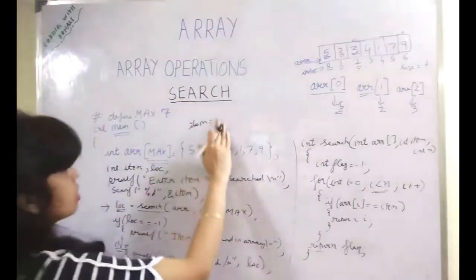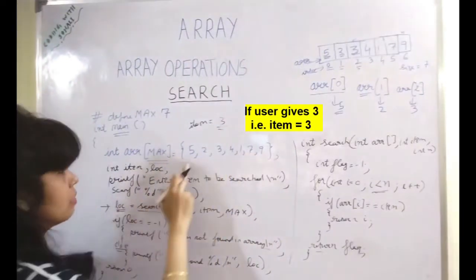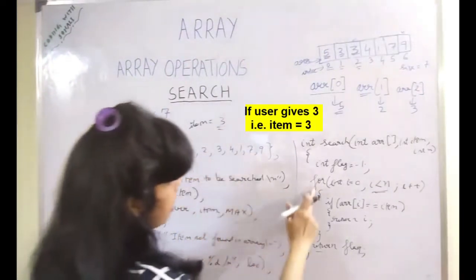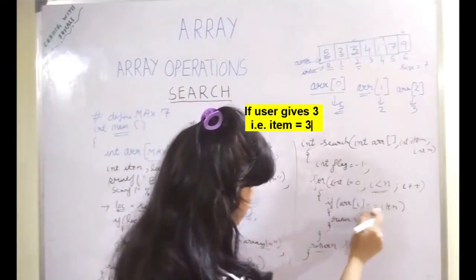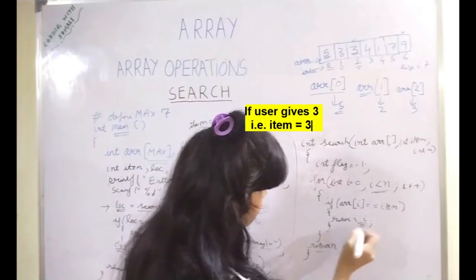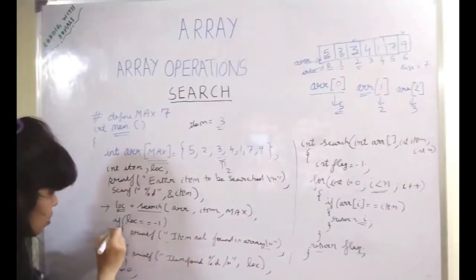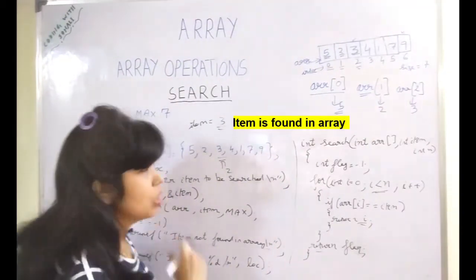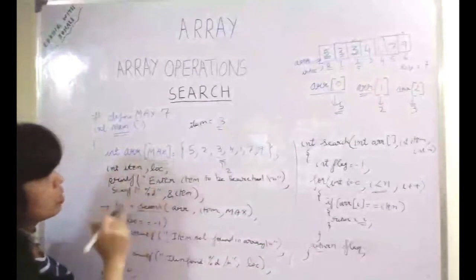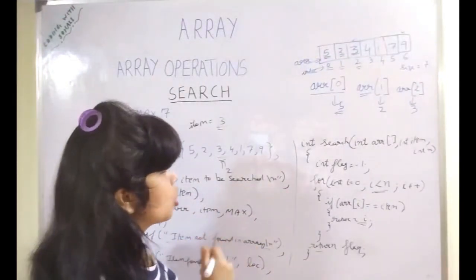But suppose the user doesn't give 10 and gives 3 instead, in that case what will happen? First of all, 3 is present here at index 2. So at index 2, i is equal to 2, this condition will be satisfied and it will return the index. Therefore, you will get the index. The other branch is not satisfied, and you will get item found and the index, that is 2. So this is how it will work in order to search for the item in your array.